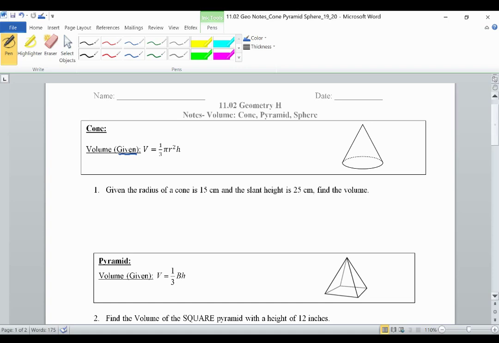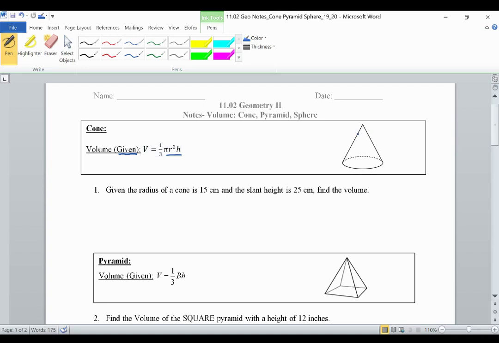So this first one we're going to start with is a cone. Think of an ice cream cone. And the volume of that is 1/3 pi r squared h. So remember, the volume of your cylinder was area of the base times height, or pi r squared h. And so we're taking 1/3 of that. So the volume of the cone would be 1/3 of the cylinder.